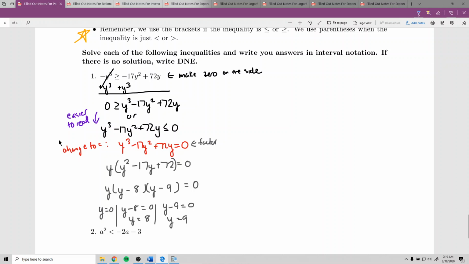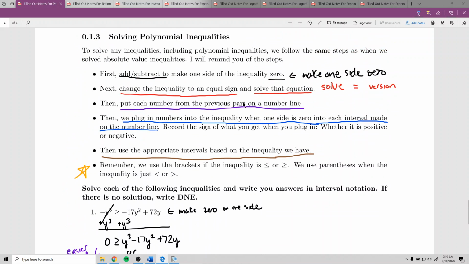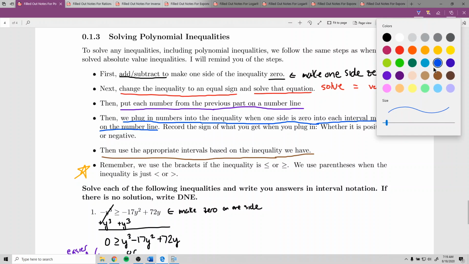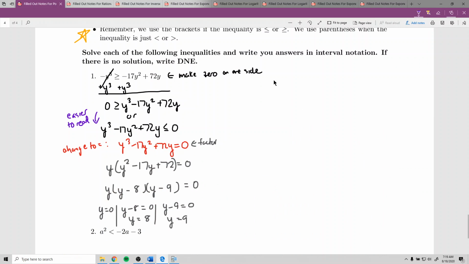All right, so we solved our equal version. What do we do next? That's when we make a number line, and we're going to plot the numbers on the number line. All right, so the three numbers here, we got 0, 8, and 9. You don't need to space them out evenly. Give yourself enough room between, just mark those three numbers off.